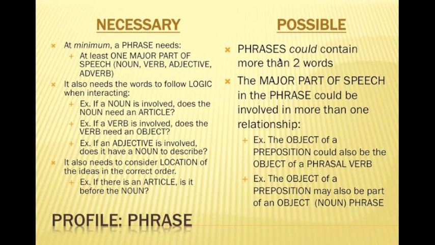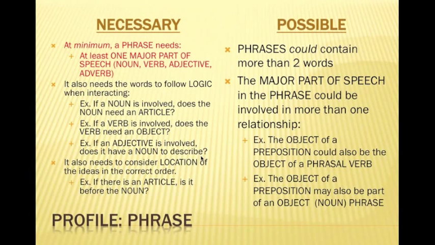Now, let's go over to the right side and discuss what's possible. Well, phrases could contain more than two words. We know that is possible. And we know that the major part of speech in the phrase could be involved in more than one relationship. For example, the object of a preposition could also be the object of a phrasal verb. And of course, the object of a preposition may be part of an object phrase. These things are possible.